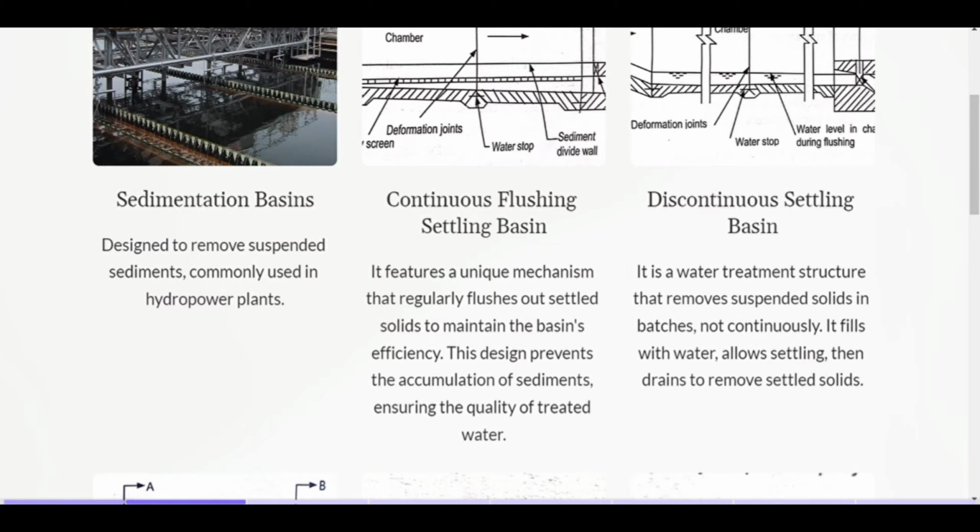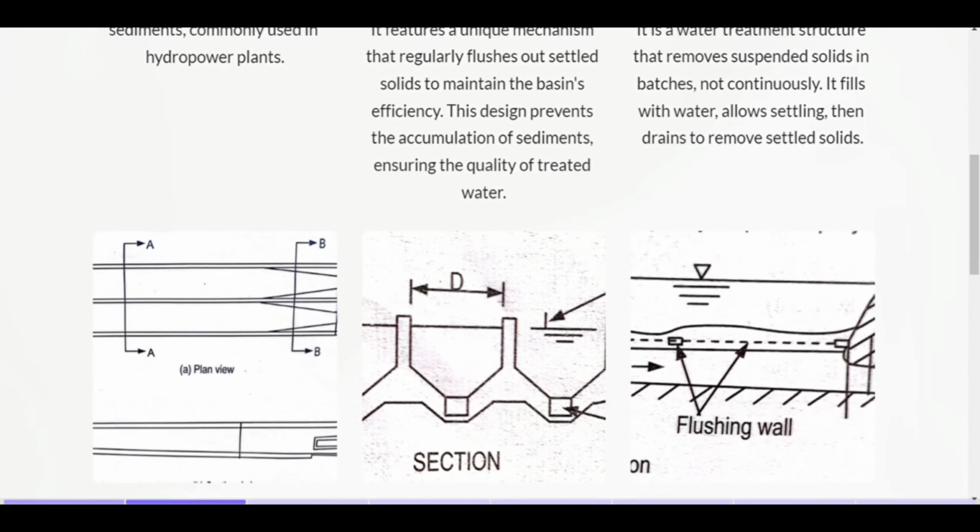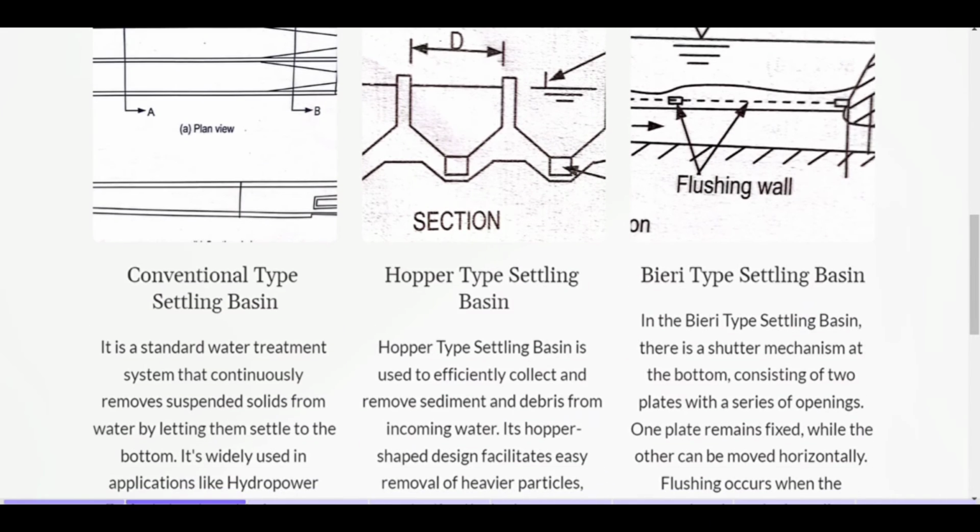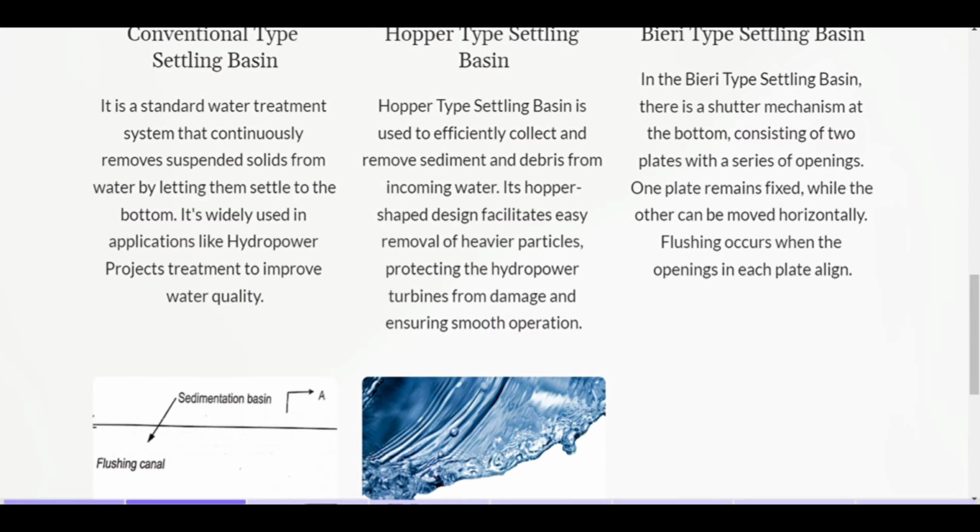Discontinuous settling basin. It is a water treatment structure that removes suspended solids in batches, not continuously. It fills with water, allows settling, and then drains to remove settled solids. Conventional type settling basin. It is a standard water treatment system that continuously removes suspended solids from water by letting them settle to the bottom. It's widely used in applications like hydropower projects to improve water quality.